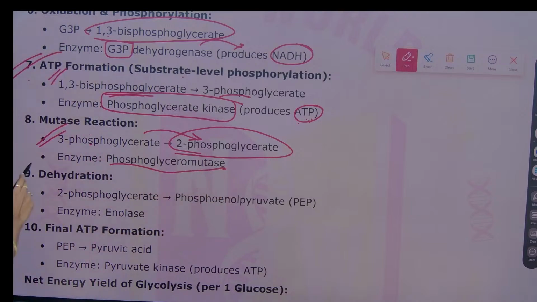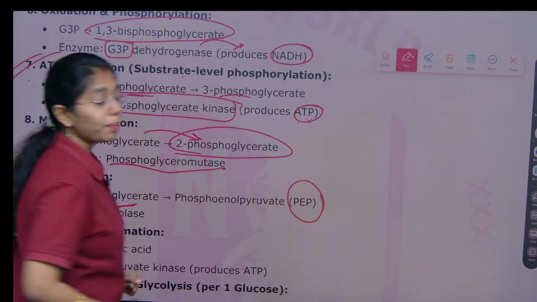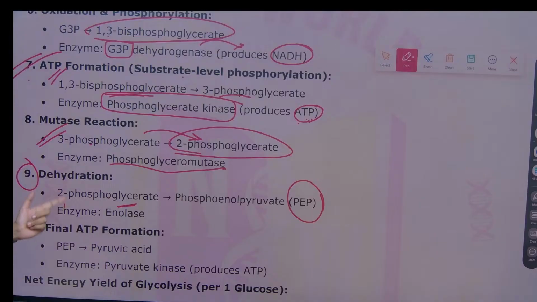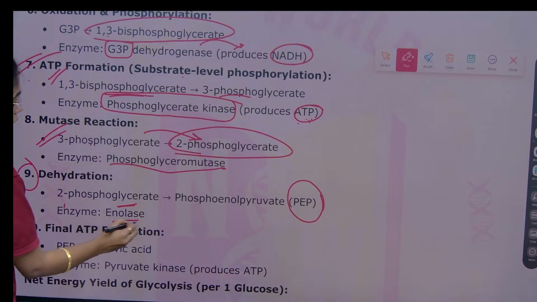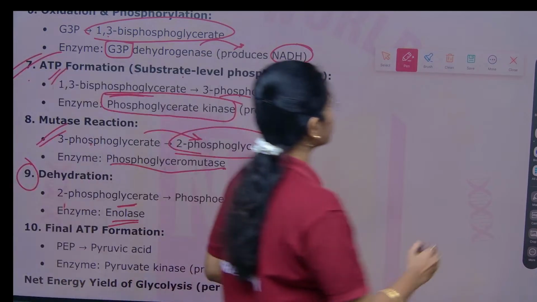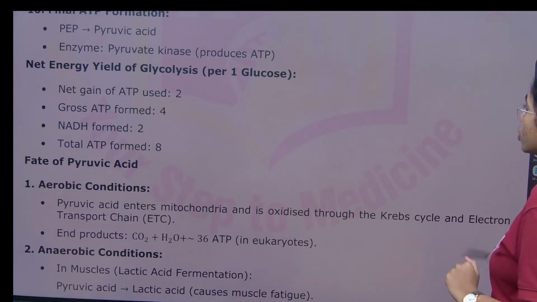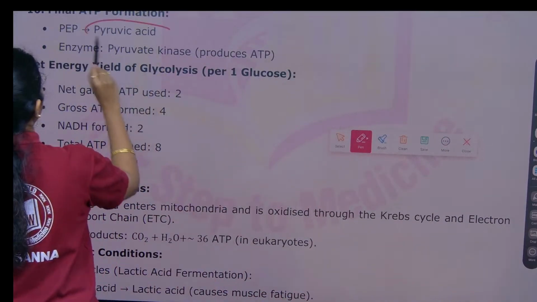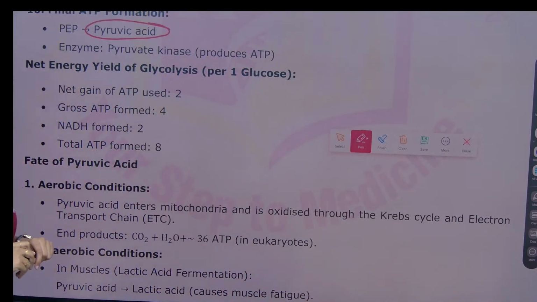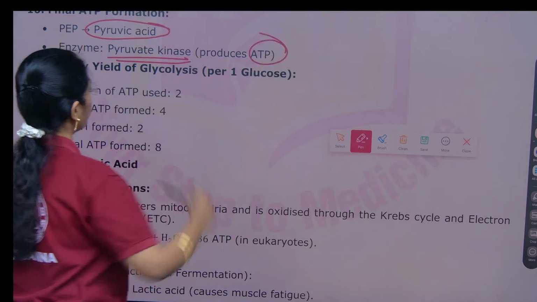phosphoglyceromutase. The 9th step is the dehydration step, where 2-phosphoglycerate is dehydrated to phosphoenol pyruvate. 2-phosphoglycerate is turned to what? Phosphoenol pyruvate, and the enzyme is what? Enolase enzyme over here. Next is the final ATP formation, where phosphoenol pyruvate is converted to pyruvic acid. The end product formed is pyruvic acid. This is by the enzyme pyruvate kinase. This produces one ATP molecule.